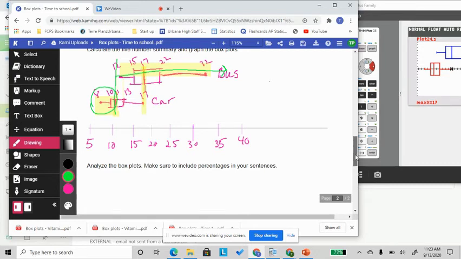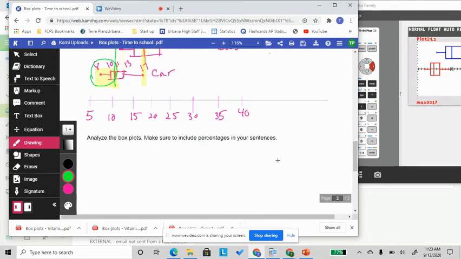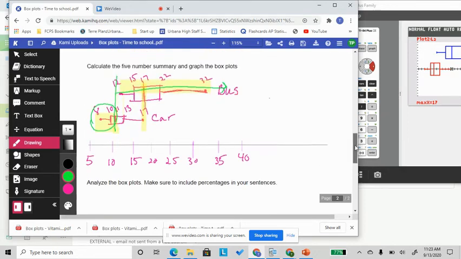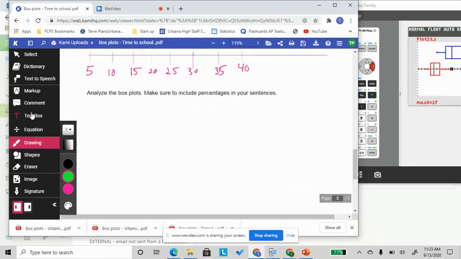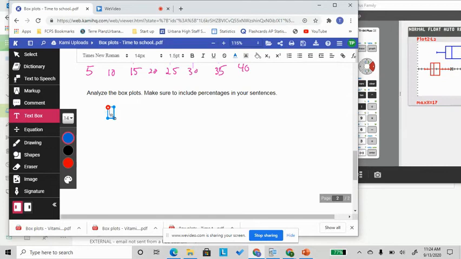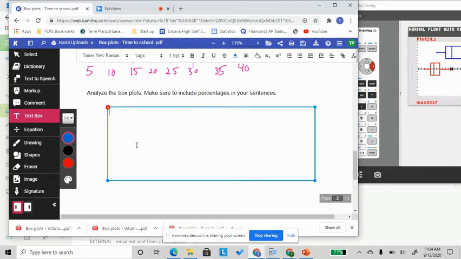So when you're writing your box plot analysis, I want to hear things like 50, 25, 100, 75%. I want comparisons of where those things line up. Okay, so let's say this in a text box now. Text box bigger. Okay, so the first thing that we said was 50% of the bus riders took more time to get to school than 100% of the car riders.